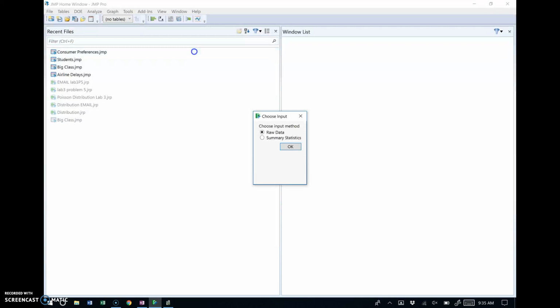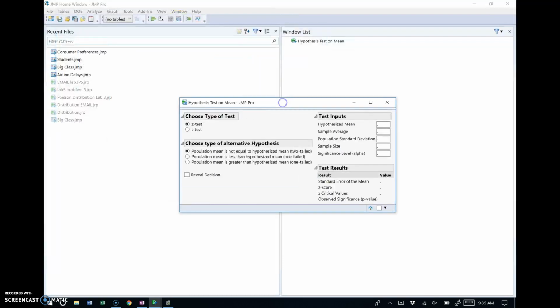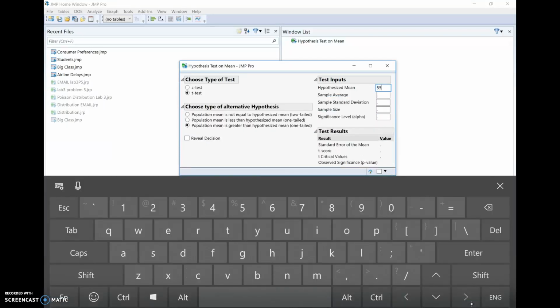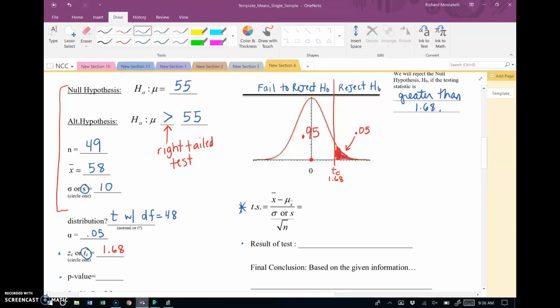And now the first thing it says is, what are you giving me? Are you giving me raw data, or are you going to give me summary statistics? Well, we have the summary statistics. So I'm going to say okay. The menu's pretty basic. It says, what kind of test is it? We've already established it's a t-test. The next thing it says is, what kind of alternative hypothesis do we have? Well, we have a greater than scenario. You want to reveal the decision? Well, maybe in the beginning you don't, so you could work through that on your own. We could toggle that switch on and off. That doesn't matter. The hypothesized mean, we know that was 55. The sample average was 58. That's the sample mean. The sample standard deviation, I forgot already, of course, is 10.